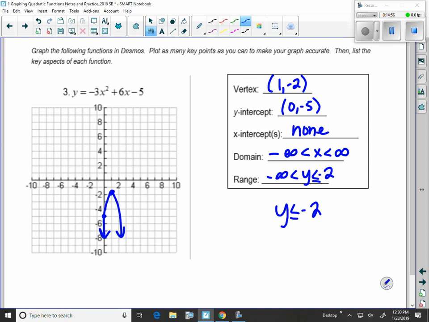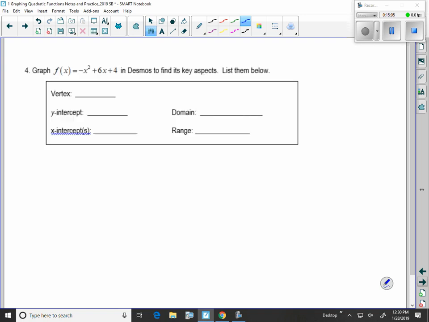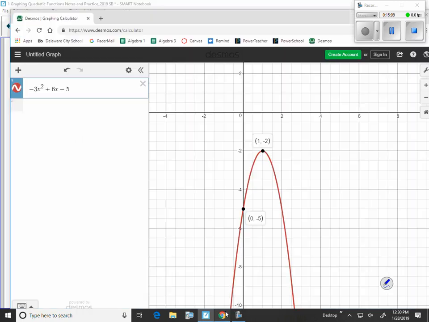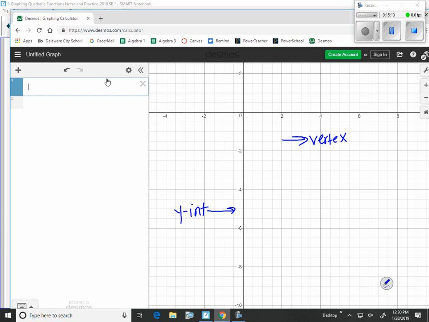Okay, one more, except we're not going to draw the graph of it, because you should be able to pick out the key features without having to draw it. So we're still going to use Desmos, but now we don't have to draw the graph. Go ahead and put your equation into Desmos for number 4.